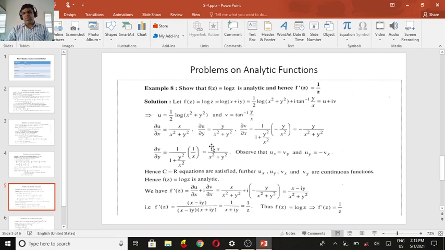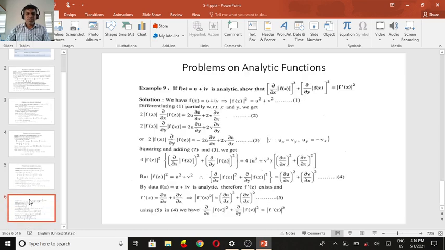So this is the way we are solving this problem analytically. Analytical way means if a function is given, it satisfies the Cauchy-Riemann equations, and it also satisfies the definition of derivative conditions.